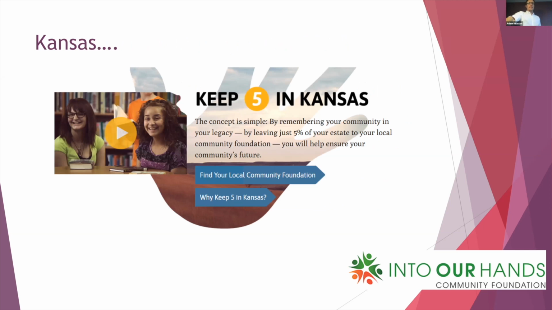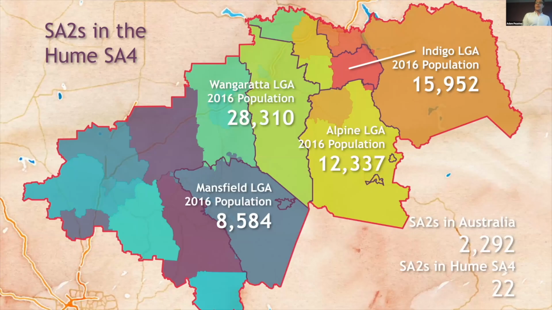Similar work was undertaken in Kansas, I should say, with Keep 5 in Kansas. I think there's some similar work now based on that kind of messaging going on within the central Victoria or Melbourne areas. And so, yeah, we've got our eye on the way community foundations are doing it in the US as to how we can do that here in Australia.